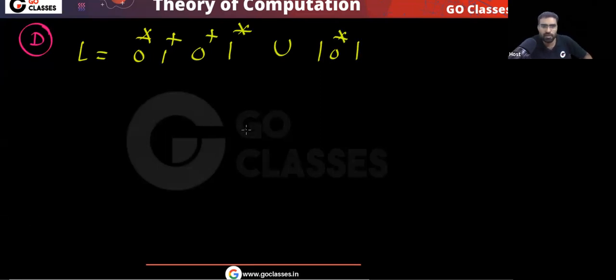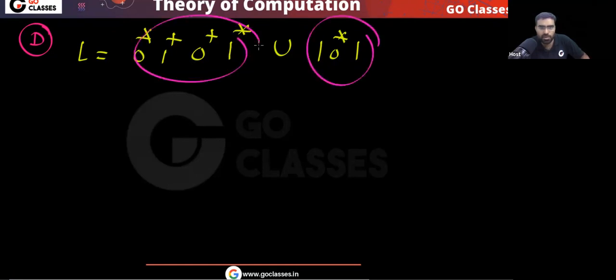What about this one? 1 0 star 1. First you tell me, can I say every string that you can create here, you can also create there? For example, here I can create 1 1, but I cannot create 1 1 there.